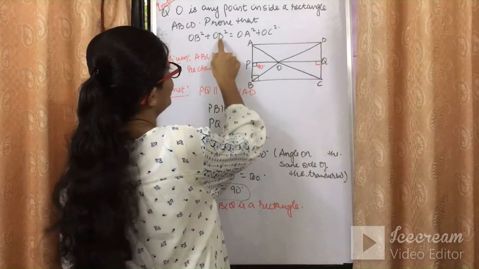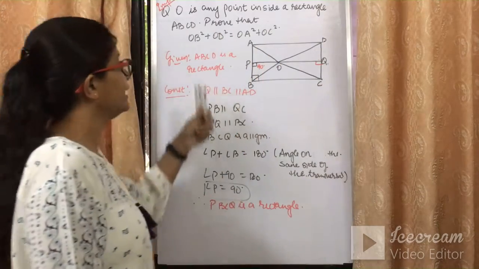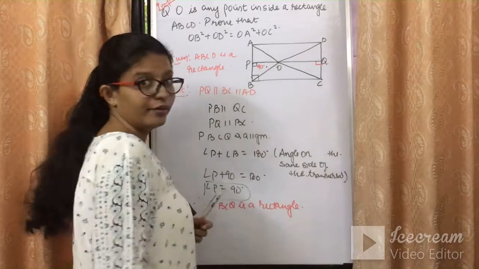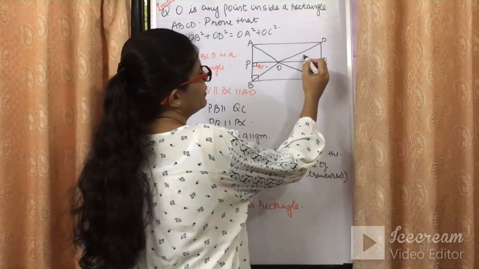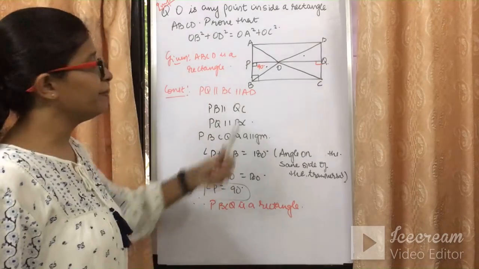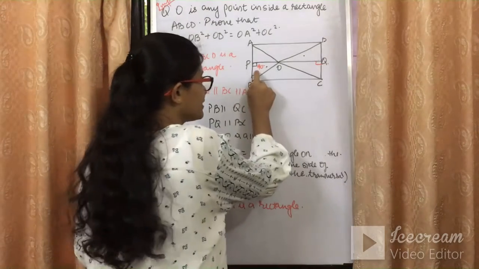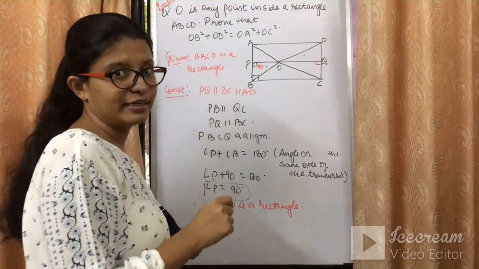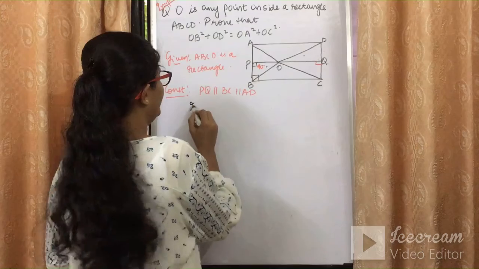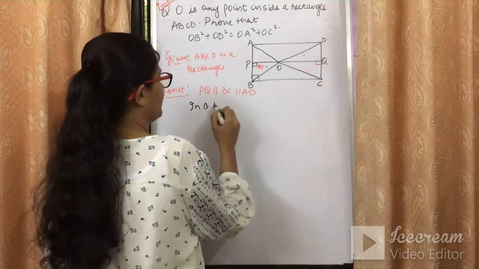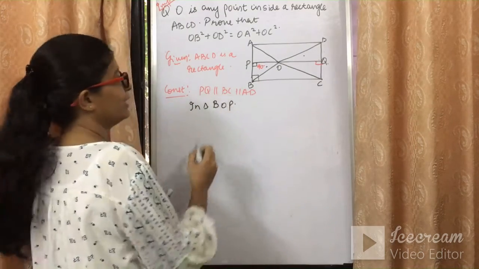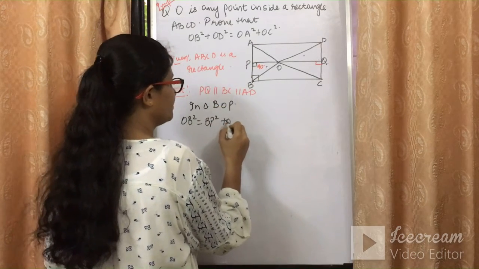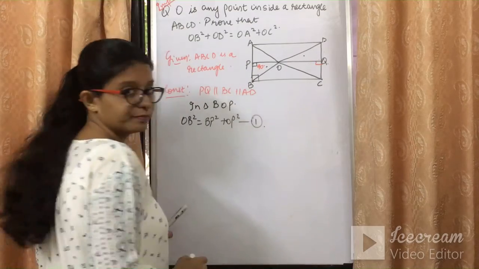What you need is OB square and OD square. Your focus should be on what we have to find. Where will we get OB square from? From this triangle. Where will we get OD square from? From this triangle. So let's apply Pythagoras in both, because this angle is also a right angle, so this is also a right angle triangle. So we can apply Pythagoras to it. So in triangle BOP, if I apply Pythagoras I will get OB square will be equal to BP square plus OP square. This is my equation number 1.